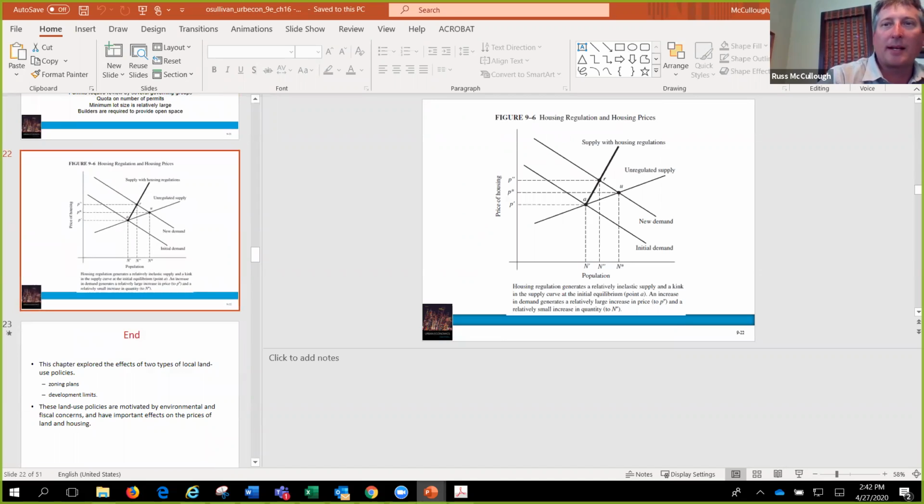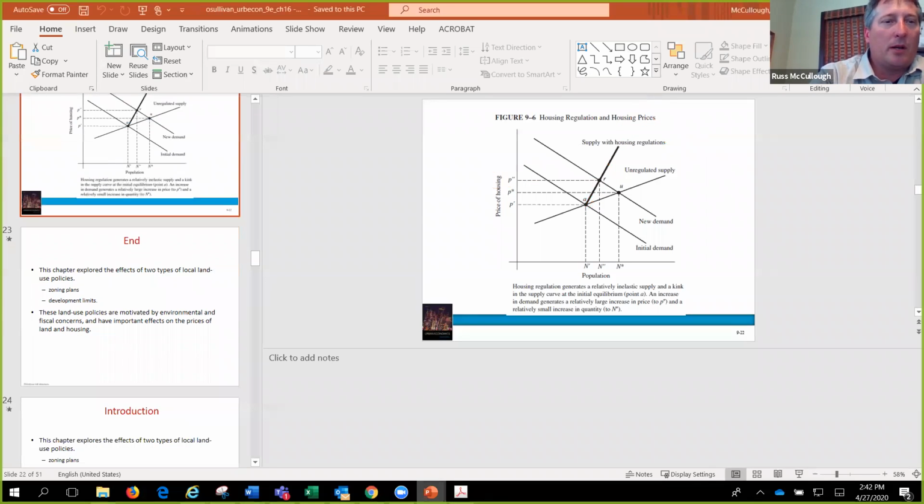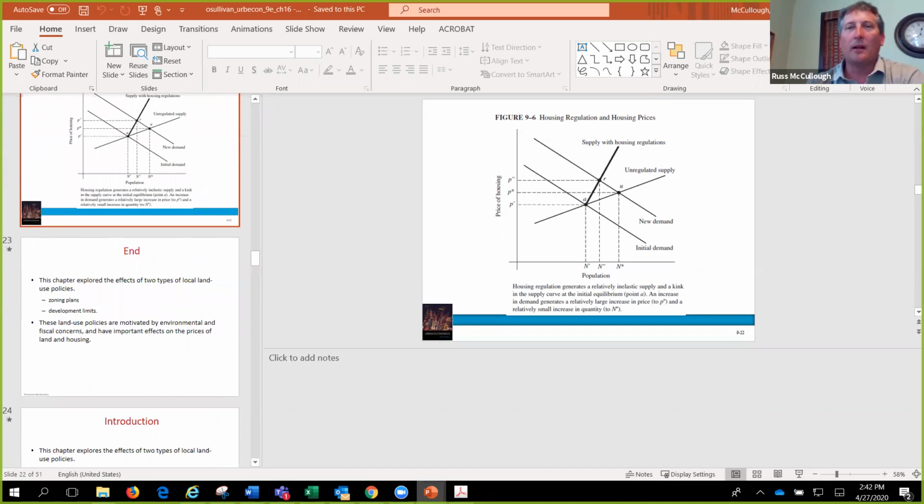And then housing regulations. Regulations on housing make housing more costly. And so this is basically the marginal cost curve when we think about the supply curve. And so those houses are going to be more expensive, which again is going to drive prices up for housing. All right, that was it for that one.